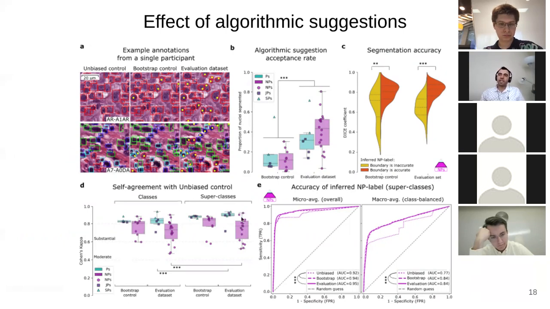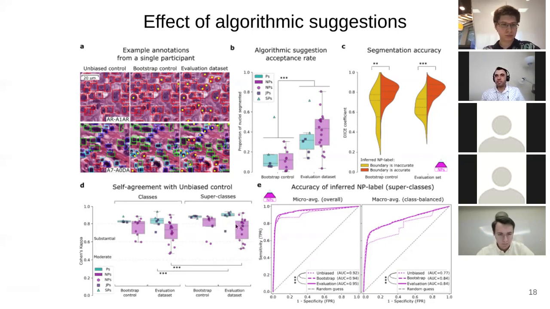Both the pathologists and the non-pathologists are swayed to some extent by suggestions, but they still have substantial agreement with themselves. So here we're looking at self-agreement. The same person, do they agree with themselves or not? So there's substantial agreement for both pathologists and non-pathologists, but the agreement is quite remarkably higher for pathologists. So the pathologists are going to be consistent with themselves whether or not they see a suggestion. So they know what the object looks like. It doesn't matter what the computer tells them. The non-pathologists are actually more impressionable.